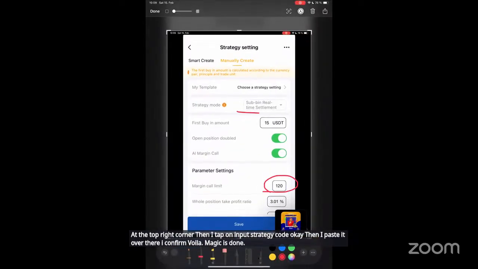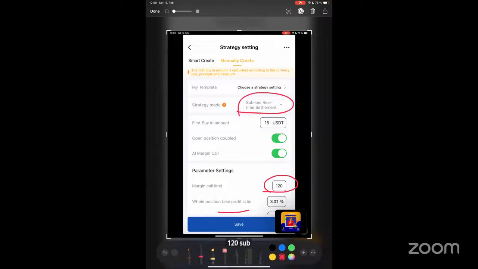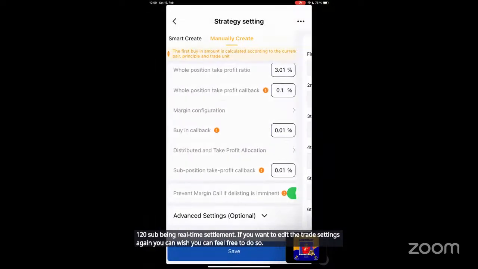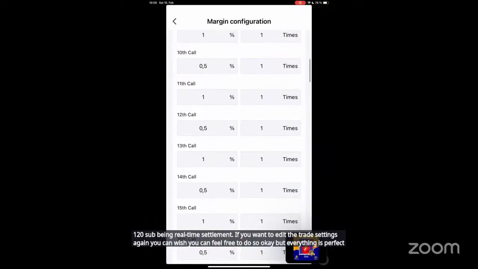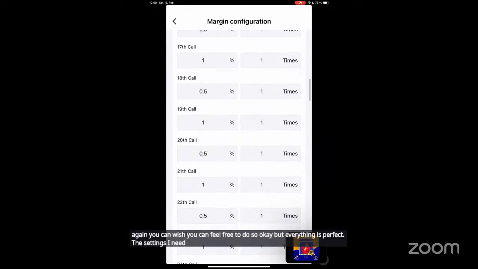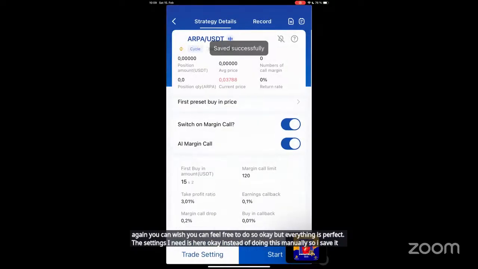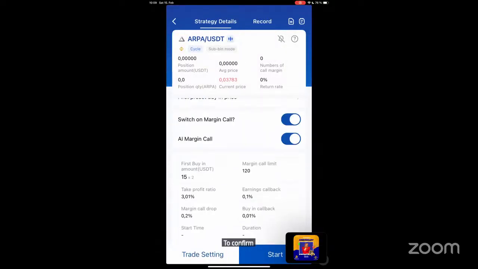120, Sabine real-time settlement. If you want to edit the trade settings again, you can feel free to do so. But everything is perfect. The settings I need is here, instead of doing this manually. So I save it to confirm my settings.